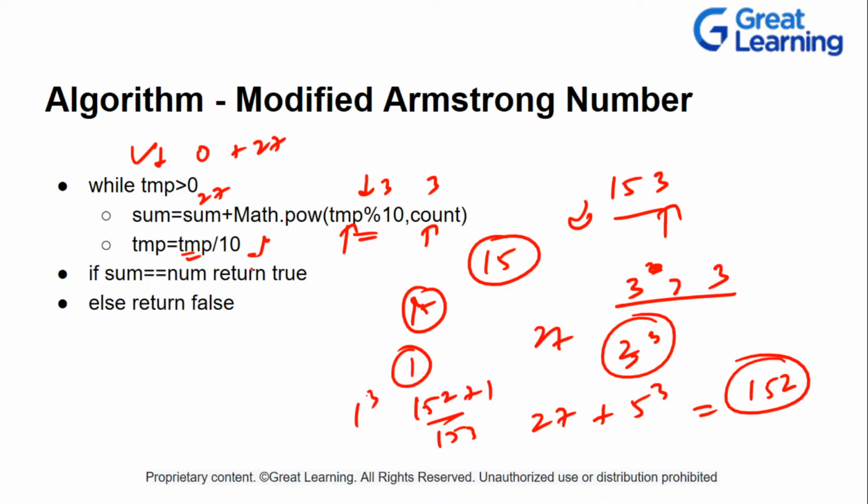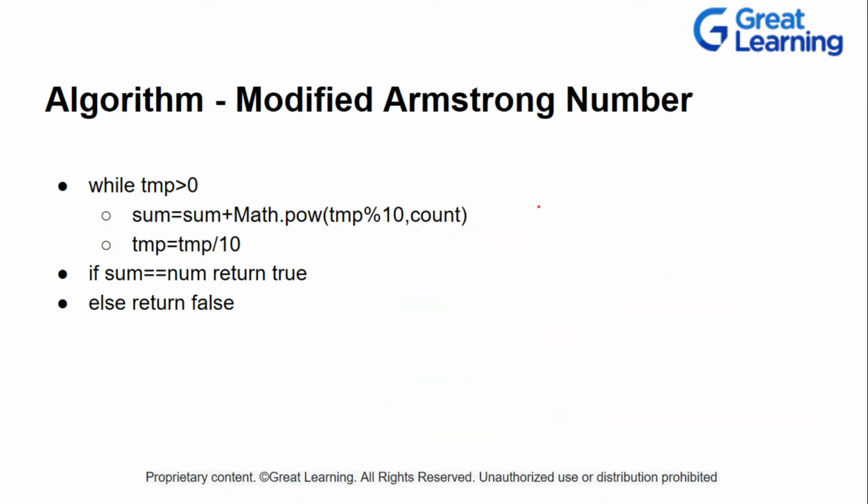You divided the number by 10, right? And now this time around your number is 0. Is this greater than 0? No, it is not. You stopped. Now your sum has 153. You check if your sum is equal to num. Yes, it is. You return true. Else you will return false. That is the end of your program.